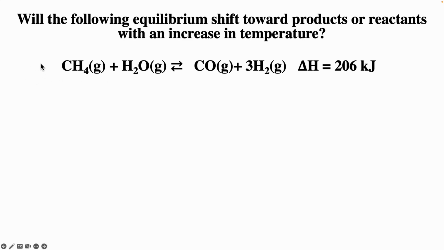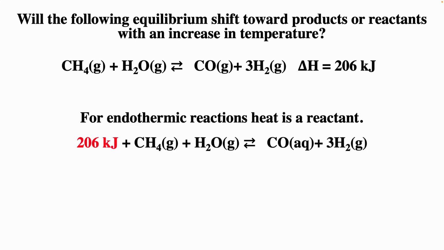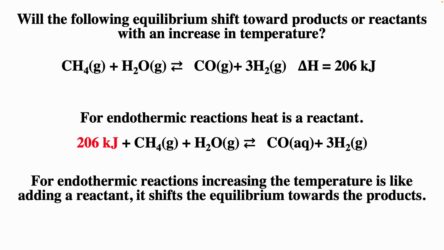So heat would be a reactant. And so we should expect that higher temperature would cause more products to be formed. So again, for endothermic reactions, heat's a reactant. Higher temperature always corresponds to an increase in the equilibrium constant.